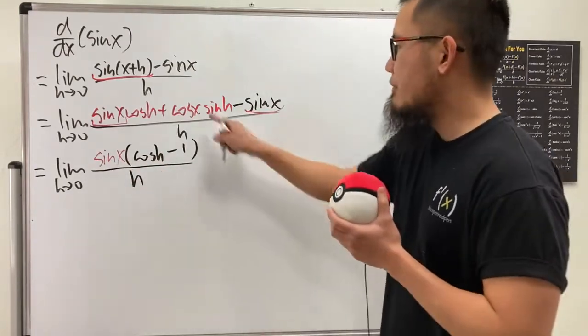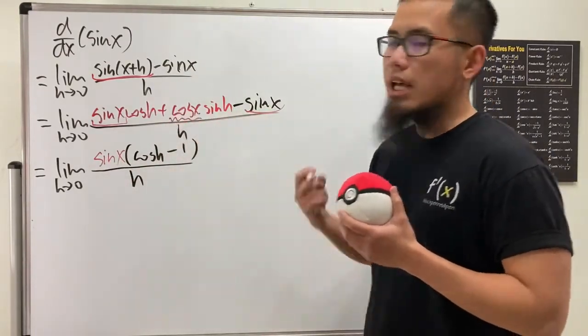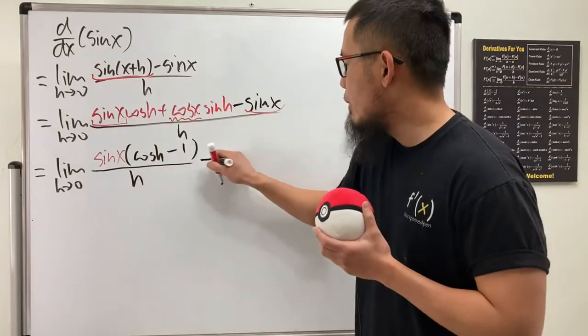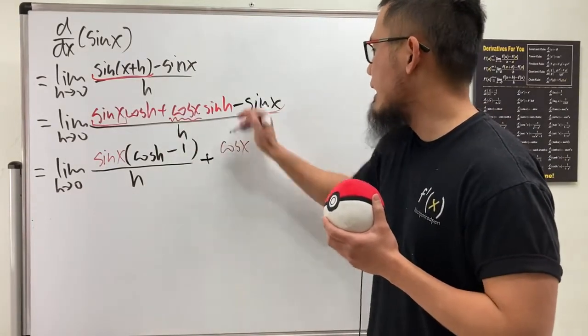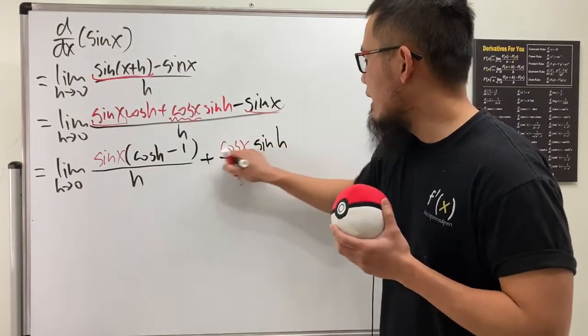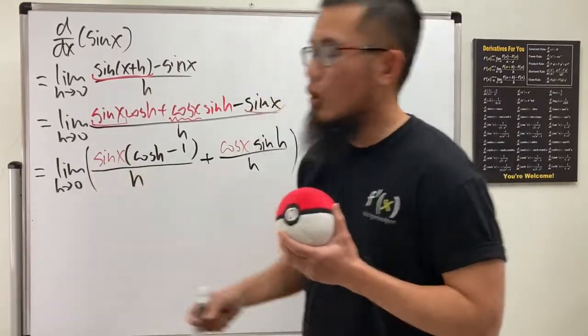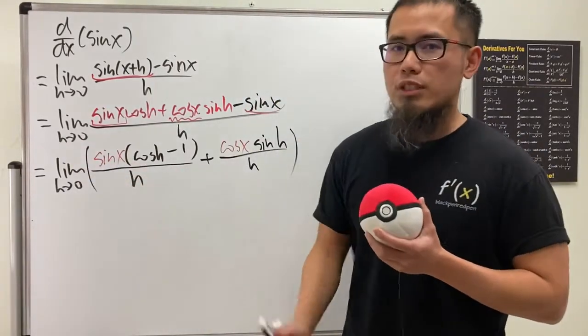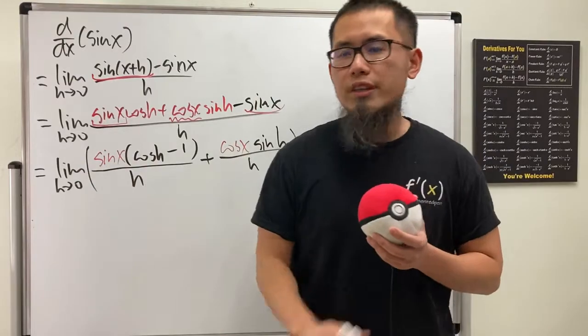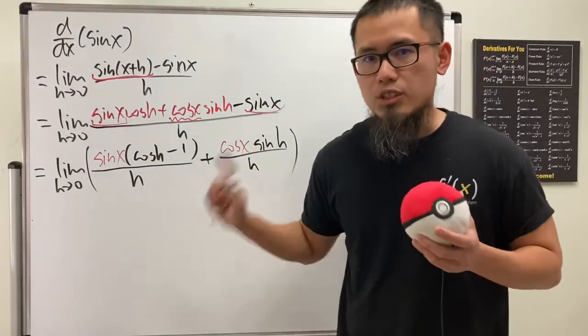And then next, we have this guy, and then I will also put down the cosine x in red. You will see why. So I'm going to add cosine of x, and then times sine of h, and then all divided by h. And now, here is the deal. When we have the limit of the sum, this is actually the same as the sum of limits under the condition that both limits exist. They do exist, so we can do the following.